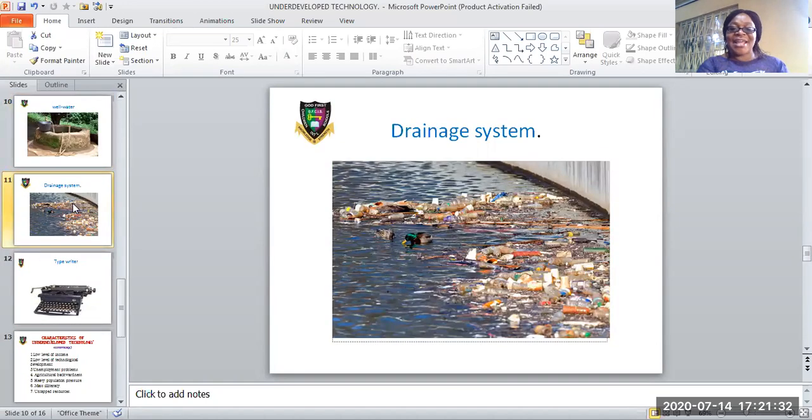Let's look at the next slide. Look at it. Drainage system. Blocked drainage system. Mostly found in the underdeveloped countries. It's a sign of underdeveloped technology because there's no technology that is applied to run the waters up the gutters. Do you understand? Yes? To drain it. No, this one is clogged up. It is choked up. It is dirty.